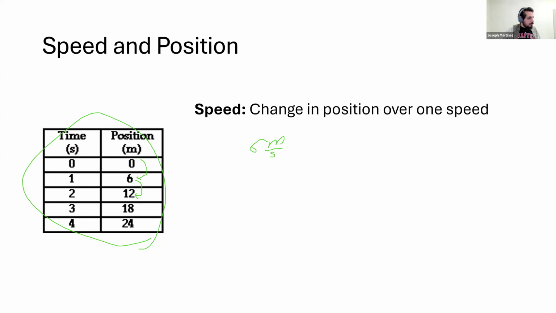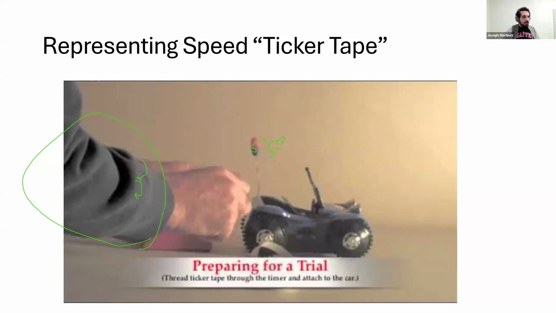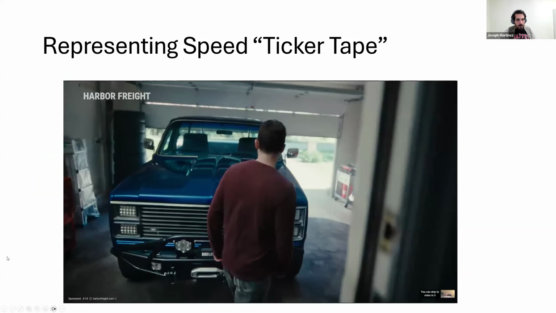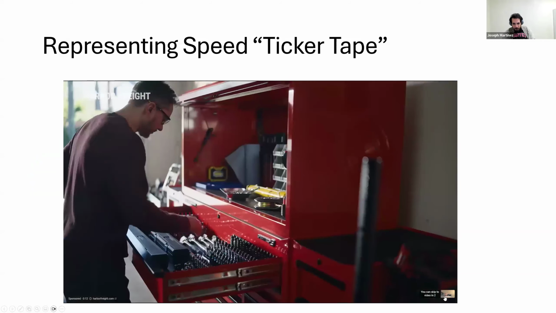And I want to give you an idea of where this name comes from. I've got to clear my annotations again. So with this idea of ticker tapes, well, they come from this device called a ticker timer. And I want to show you a video of how this works, and I'll talk through this video as it proceeds. And of course, we have an ad first.